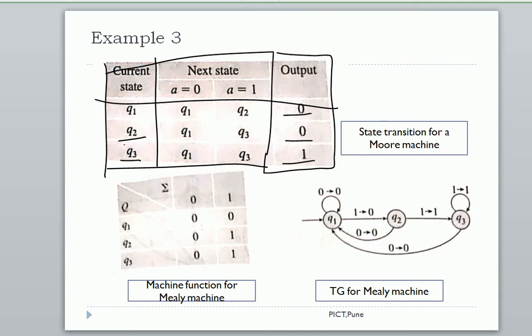So we know that the same function is written over here. Q0 on 0 goes to Q0 and output associated is 0. Q1 on 1 goes to Q2 with the Q2 output associated with 0. So it's written like this. Fine. So similarly we can achieve here this.